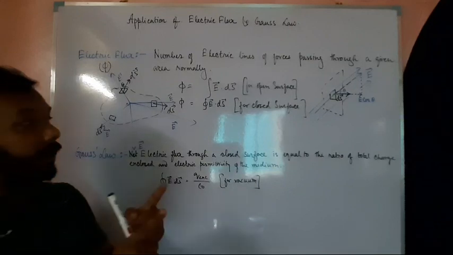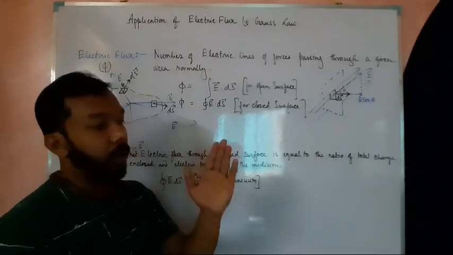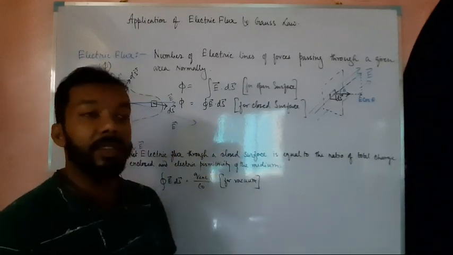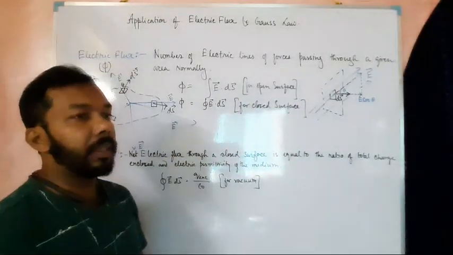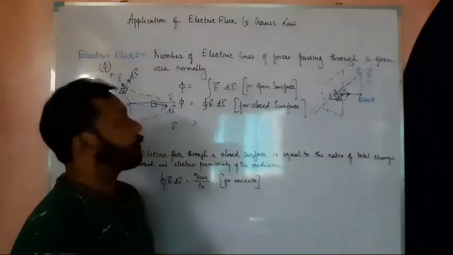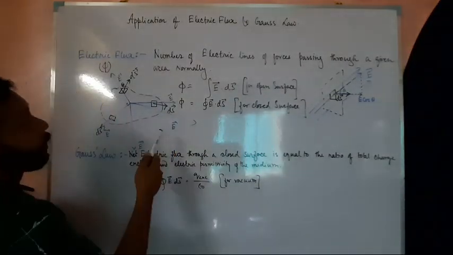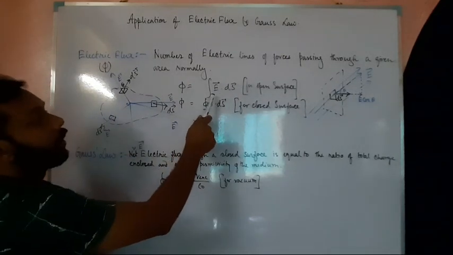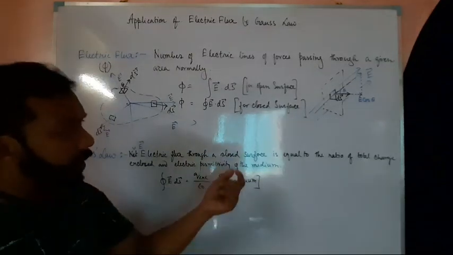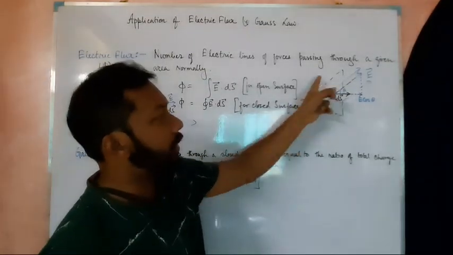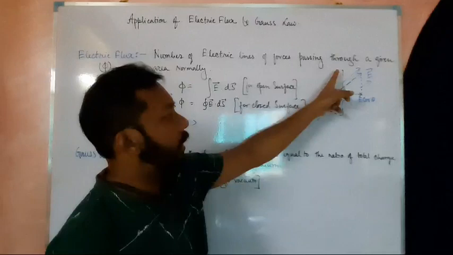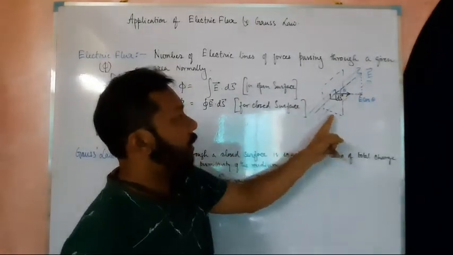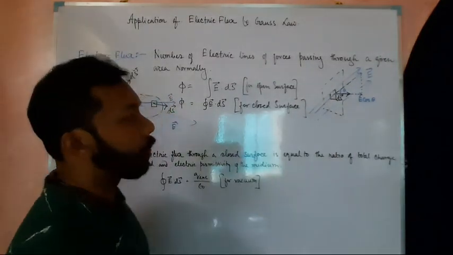Mind it, the electric lines of force have to pass normally through the given surface area. If it is not normal, then we will take the normal component of that. Hence, the formula for finding electric flux is phi equals integration E dot ds. ds is a very small amount of area, and hence it is an open area. See, this is an open area.